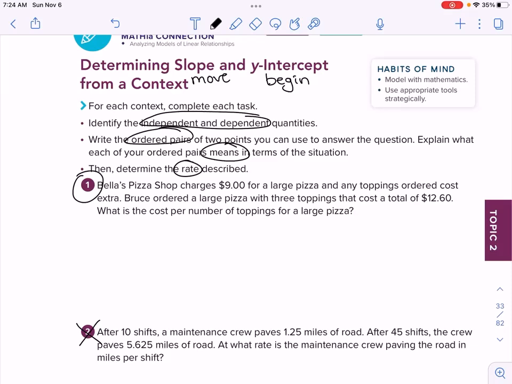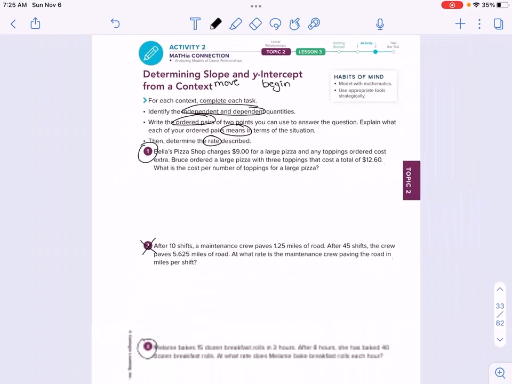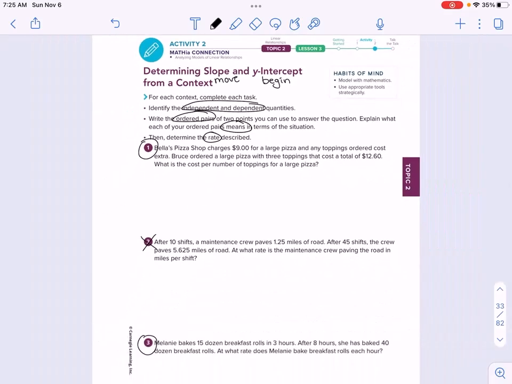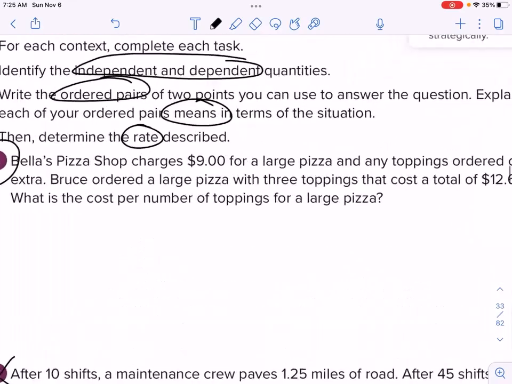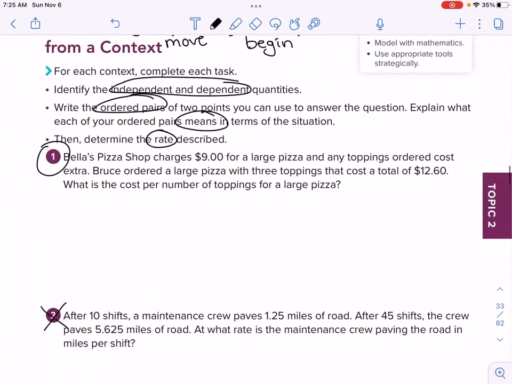So just like we did for the last one, but we are going to go through a couple of these. We're going to go through 1 and 3. We'll skip 2. All right, but let's keep our calculators in. So the hardest part here, I think, is writing the ordered pairs. But let's try to interpret it from this context. So what's independent, what's dependent, first of all.